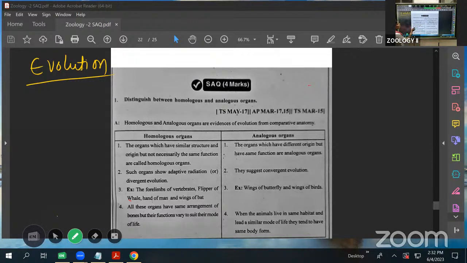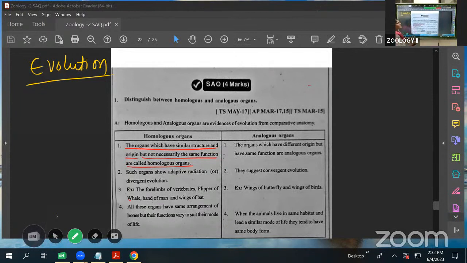Homologous means the same. The organs which have similar structure and similar origin, but not necessarily the same function, are called homologous. The structure and origin are the same, both formed from the same origin, but the function is different.